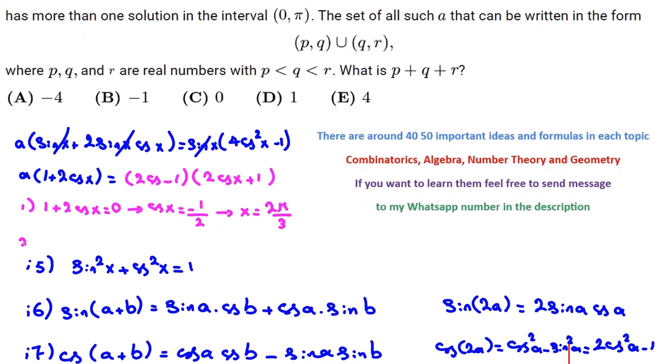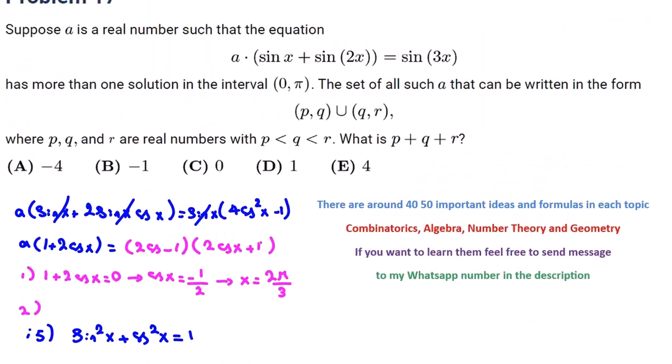So in all cases, for all a's, we have one answer: x equals 2 pi over 3, both sides will be 0. Then we want to consider the second part. Now suppose 1 plus 2 cos x is not 0. Then we divide both sides, so a equals 2 cos x minus 1. So if x is not 2 pi over 3 and it is equal to 2 cos x minus 1, then it will be okay. Now we can draw the diagram.